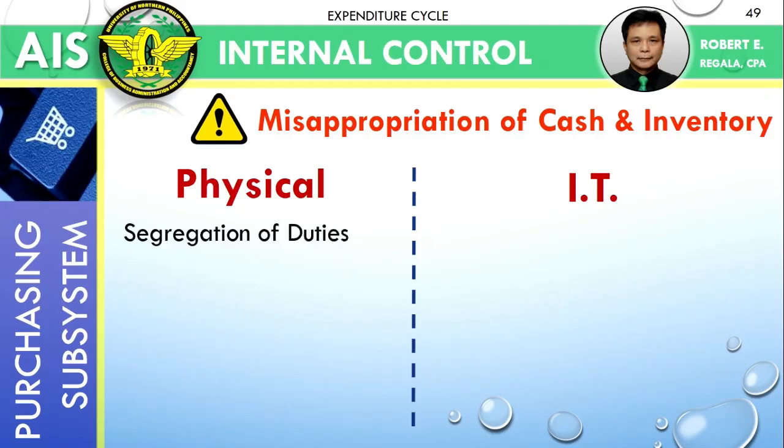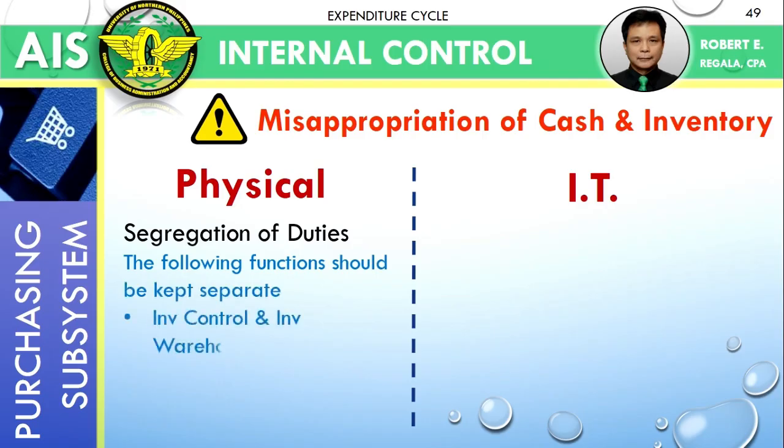Segregation of duties, inventory control from inventory warehouse. Inventory control keeps the detailed records of the asset, while the warehouse or stores has asset custody. These tasks should be kept separate. At any point, an auditor should be able to reconcile inventory records to the physical inventory.